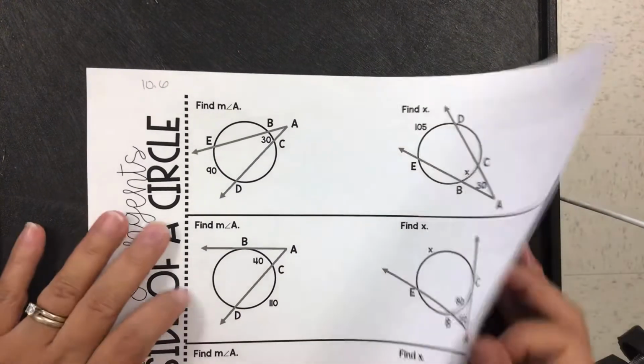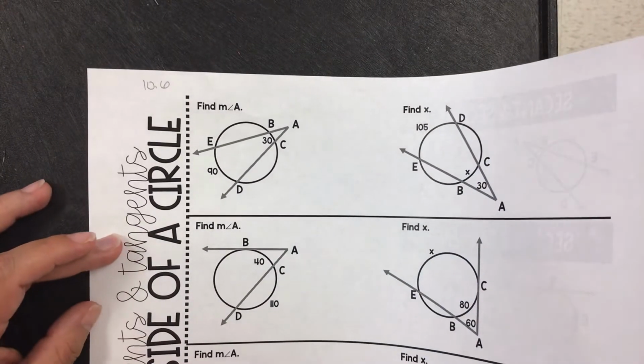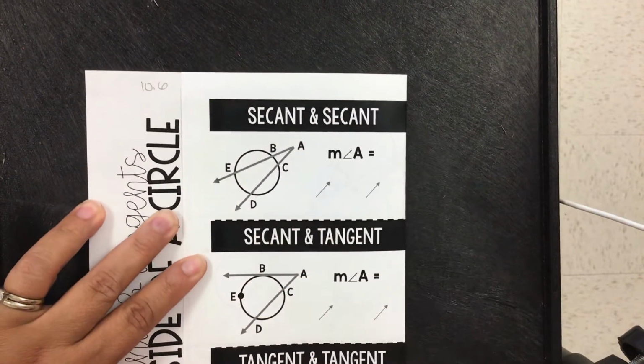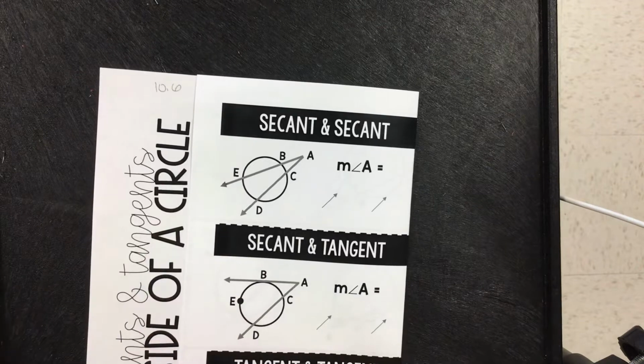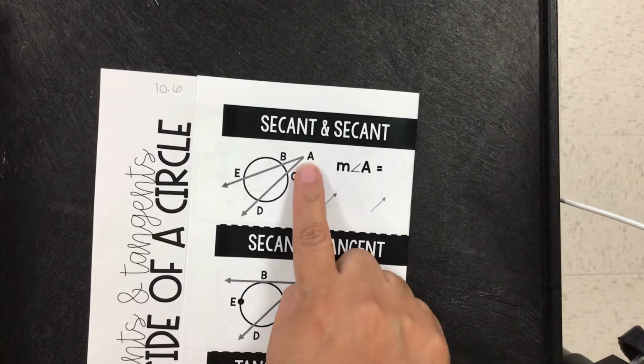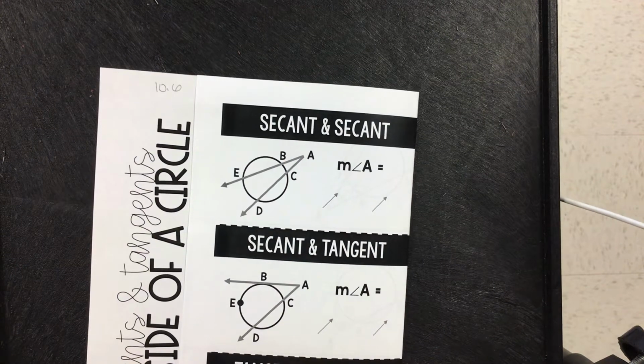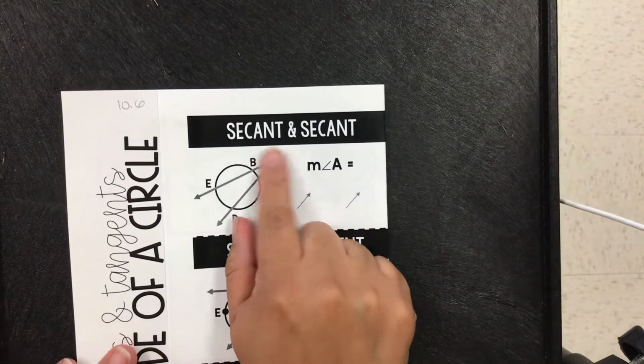This is part 2 of the secants and tangents. We're going to fold towards the dotted line this time. And what we're looking at here is when the tangent and the secant touch outside of the circle. So this is outside of the circle. Let's first talk about secant and secant.